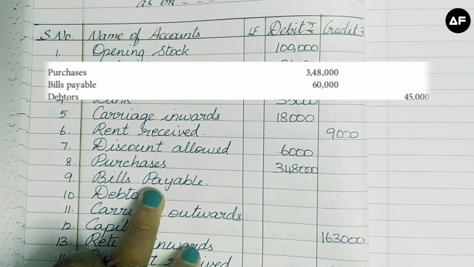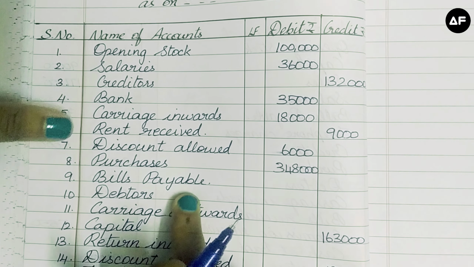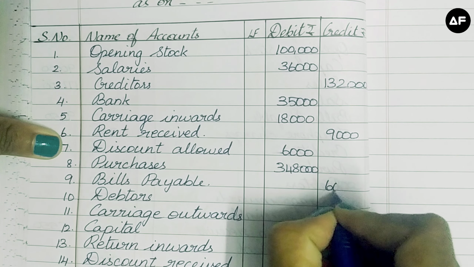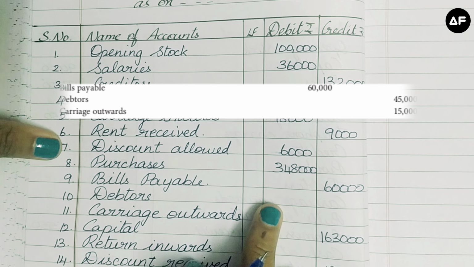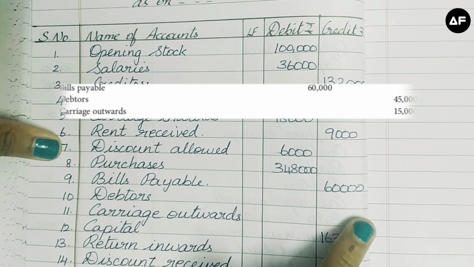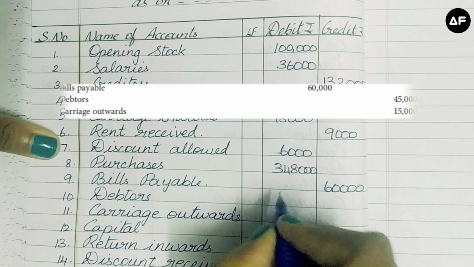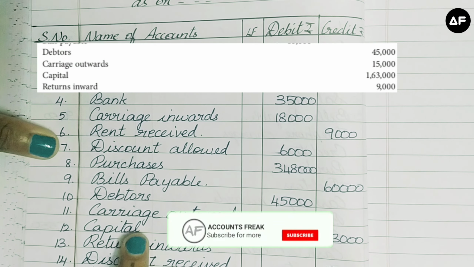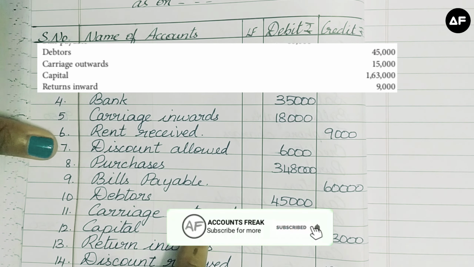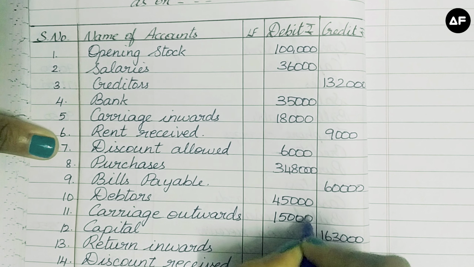Next item is bills payable. Bills payable is going to be credited, but here it is being debited. Therefore, we are going to credit bills payable with 60,000 rupees. Next is the debtor, which is supposed to be debited, but it is on the credit. Therefore, debtors of rupees 45,000 is going to be debited. Next is carriage outwards. Again, it is an expense. Therefore, it is going to be debited, 15,000.